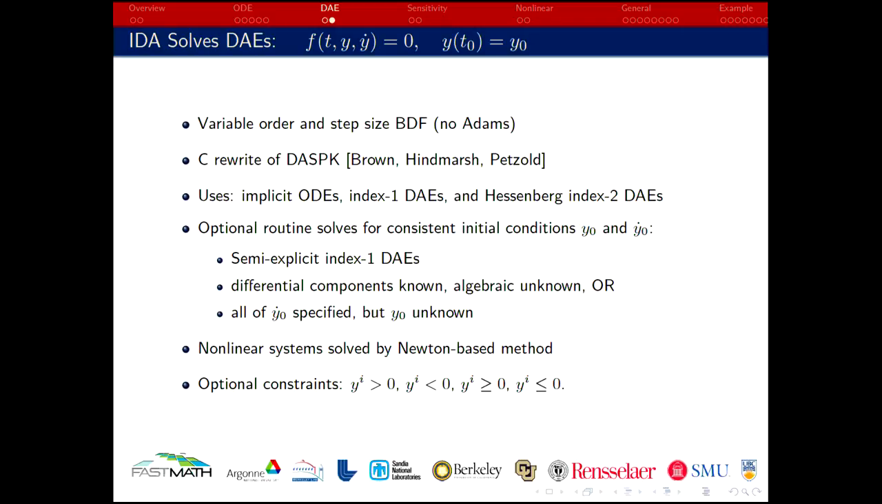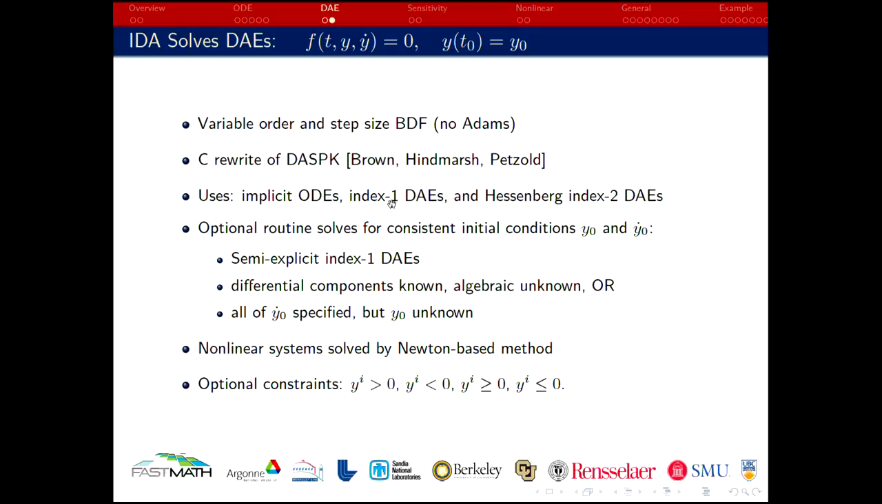And so we solve the generic form of the DAE. It also uses BDF methods like CVODE does. It doesn't use the Adams approach, so you have to have the stiff solver, the stiff linear multi-step solver. It's a C rewrite of a code called DASPK, which is a Fortran code, and that code's been around for a long time and people love it. So this is a C version, essentially, of that same code, written by some of the same authors.